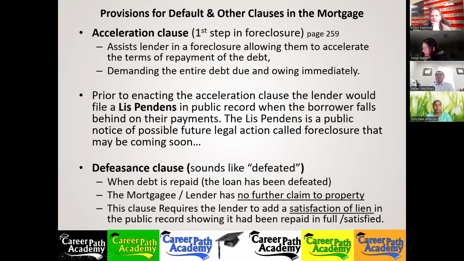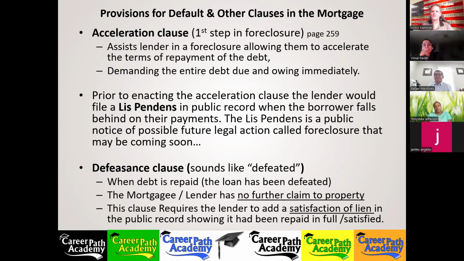So now we'll go through my slides. The acceleration clause is the first step in foreclosure. The acceleration clause assists the lender in foreclosure, allowing them to accelerate the terms of the repayment of the debt, demanding the entire debt due and owing immediately. So before that, a lis pendens is recorded in the public records. When you fall behind on your mortgage payments, the lender records a lis pendens.